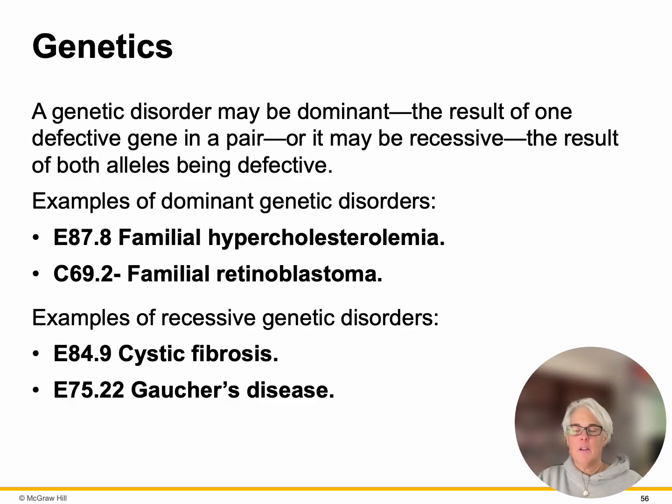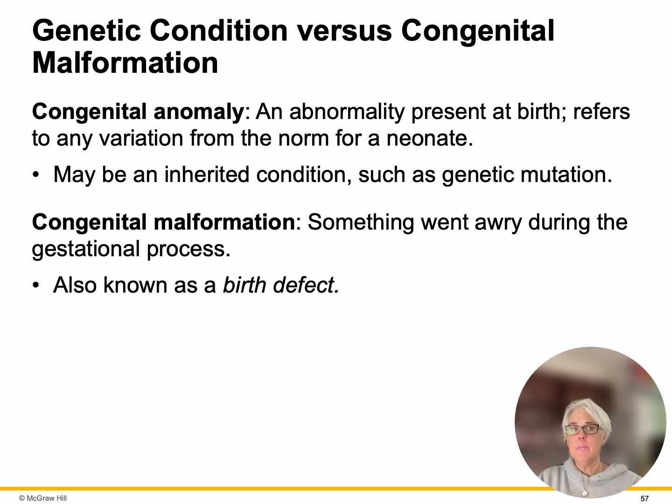I don't expect you to be a geneticist. I know I'm not, but it's important that we recognize that there are many Q codes that are tied to an inheritance pattern that we would need to capture on the baby's chart. A congenital anomaly is anything abnormal that is present at birth, whether it's genetic or environmental. A congenital malformation is a structural problem that developed during gestation, like a heart defect or limb abnormality. Some conditions are both genetic and congenital. Others are congenital but not inherited.